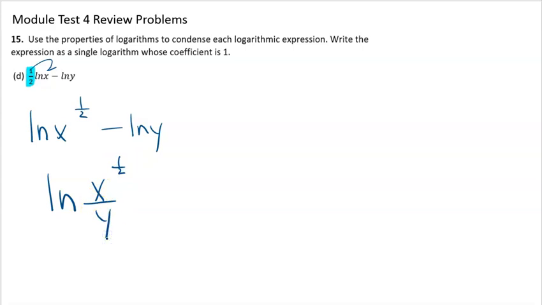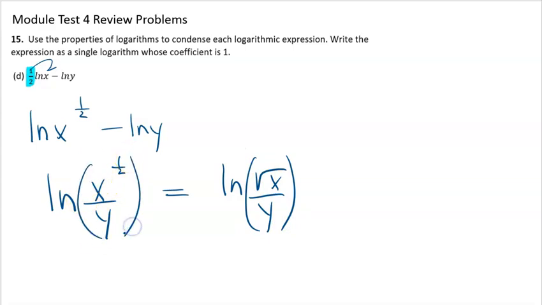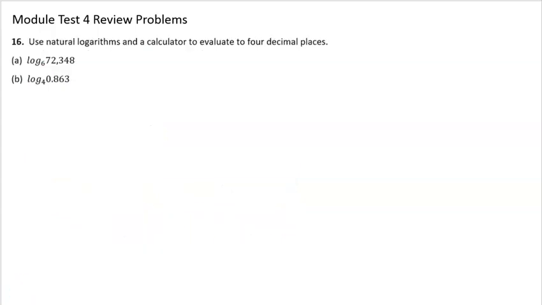So there we go. Now, if you wanted to take this an extra step, because you remember that 1/2 is a square root, and you could put parentheses around it, that's okay. But unless it said you had to write your exponents as radicals, you could leave it like this. Either one of these answers is appropriate. So let's use natural logarithms in a calculator to evaluate to 4 decimal places.